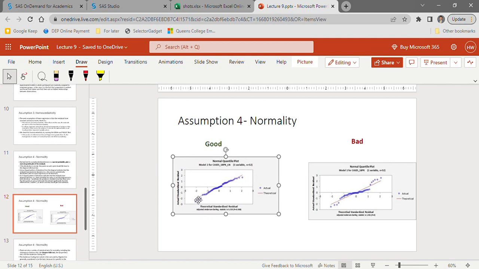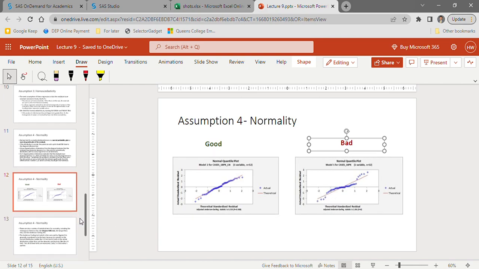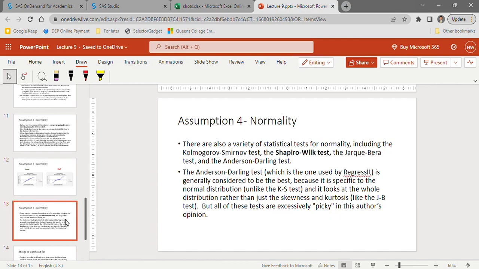points really kind of fall onto it, right? And then for bad, where assumptions are being violated, you'll see that it kind of looks like an S, right? You see how it curves this way and then it curves the other way? That means we are violating that assumption right over here, okay?